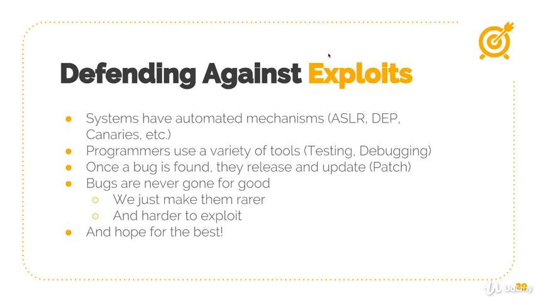Also, on top of the system features, programmers use a variety of tools, such as testing and debugging tools, to make the software less hackable. And once a bug is found in a software, they release an update to that software, which is called patching. They fix that vulnerability by patching it. But the bugs are never gone for good. By fixing bugs, we just make them rarer and harder to exploit. And then we hope for the best.